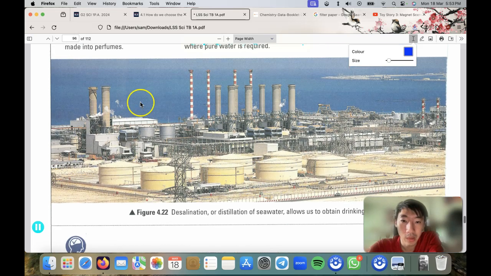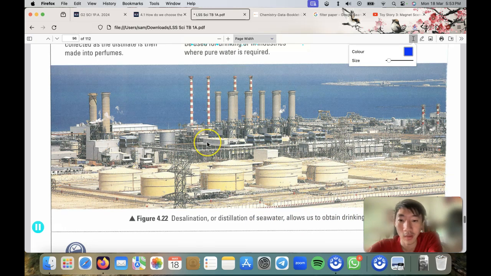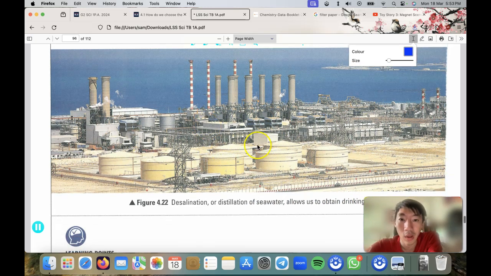Okay, one example in Singapore, we have this place called a desalination plant. Okay, the word saline means salt. So desaline means I remove the salt. Okay, so I can actually distill the seawater to allow us to get drinking water. Okay, so I think there are 2 or 3 of these desalination plants in Singapore, and together with the NEWater plants, they actually provide a lot of water for Singaporeans to drink.